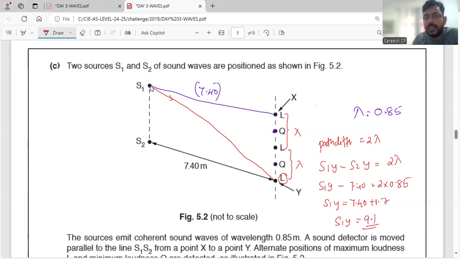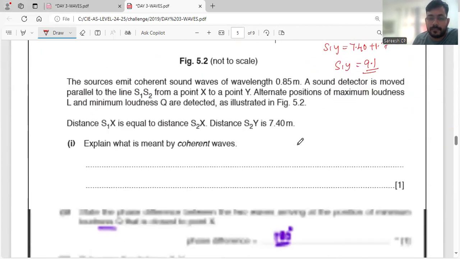Here we use the idea that the wave coming from S1 to this point Y and the wave coming from S2 to point Y are constructively interfering. Constructively interfering means they have a path difference of n lambda. So if you look over here, the path difference from here to here is 1 lambda, then 2 lambda. So the path difference is 2 lambda, and I use this idea.